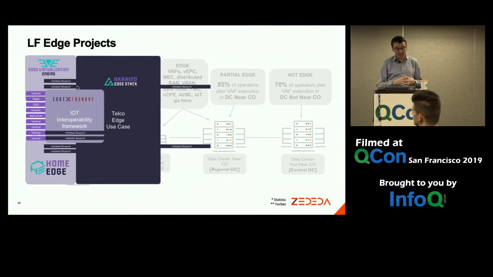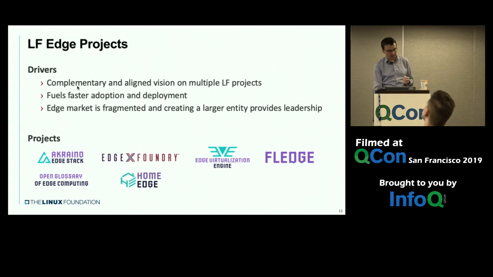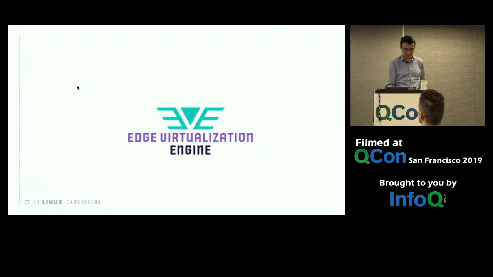So yeah, these are the projects. I will be specifically talking about just one of them, Edge Virtualization Engine, but check out the rest on the Linux Foundation website. I think you will find it very useful. Edge Virtualization Engine is what was donated by my company, ZEDEDA. We're actually working very closely with Fledge. Fledge is a middleware that runs on top of the project EVE. EVE stands for Edge Virtualization Engine, and the rest of the presentation will be about that.